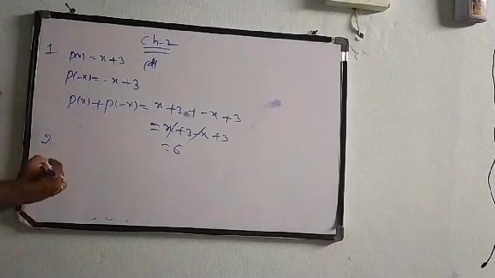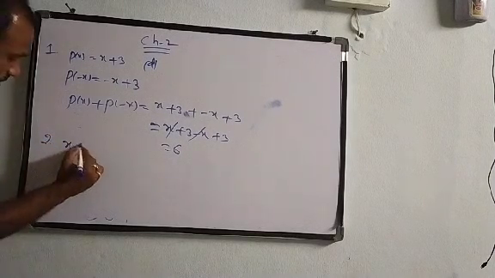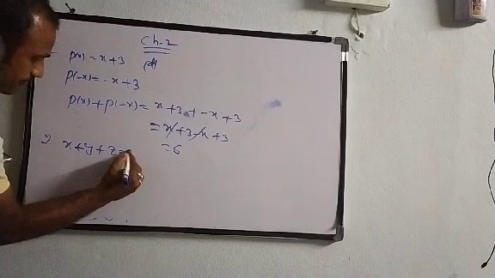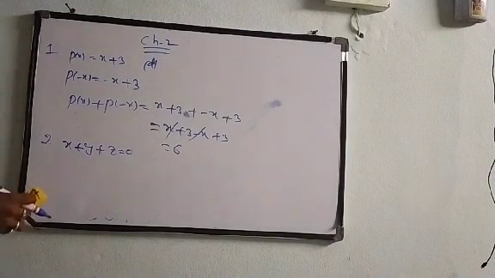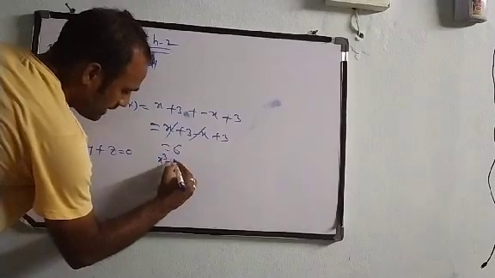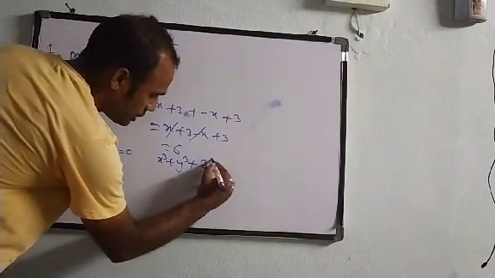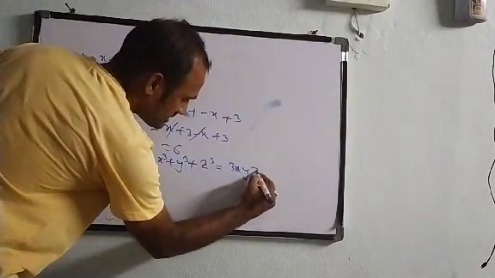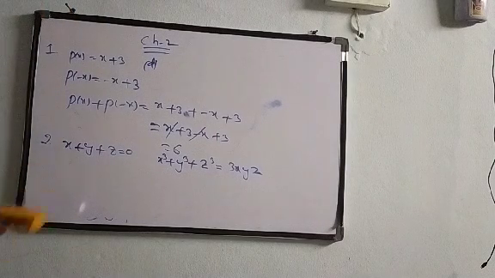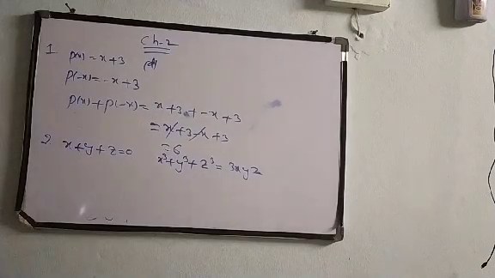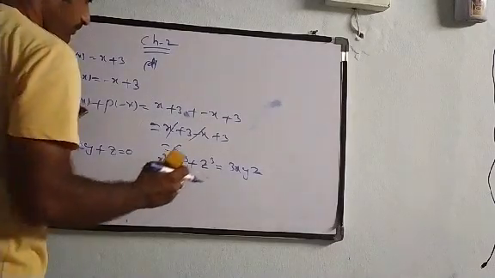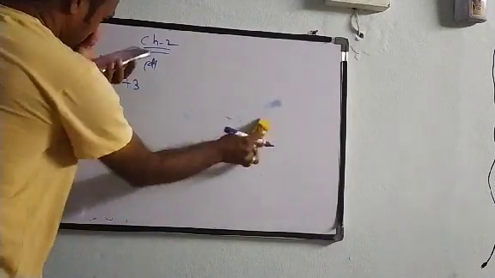Coming to the second question. If x plus y plus z is equal to 0, x cube plus y cube plus z cube. So this is an identity. x cube plus y cube plus z cube is equal to 3xyz, like 3abc. So we can write it as 3xyz. This is an identity. So we can mark the option as A. So the second answer is option A.